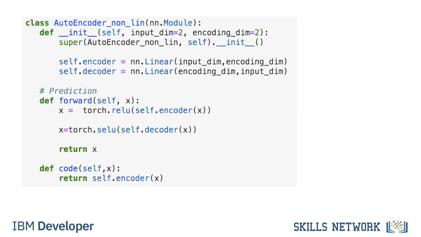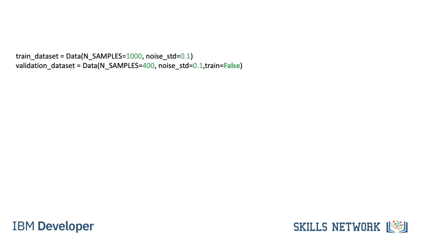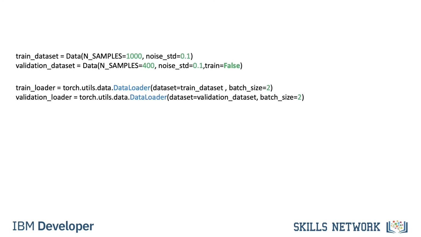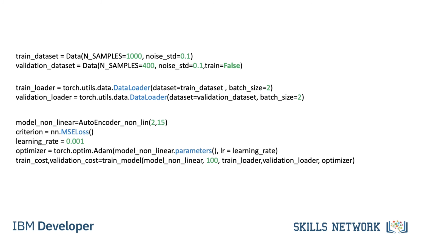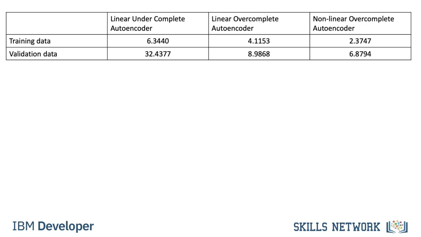In addition to a linear autoencoder, we create a model with a SELU output. We create a dataset object for training and validation data. We create a training and validation loader. Now we create the autoencoder, loss function, optimizer with specified learning rate, and train our autoencoder, saving the results. Each row of the following table shows the linear undercomplete, linear overcomplete, and nonlinear overcomplete autoencoder. We see the nonlinear overcomplete autoencoder has the best result on training and validation data.